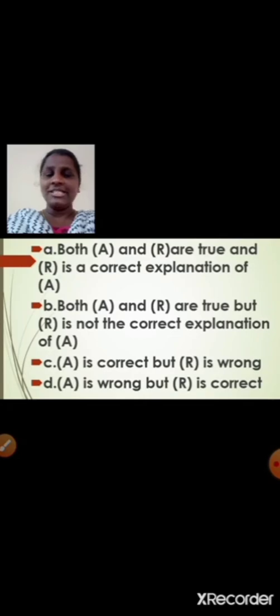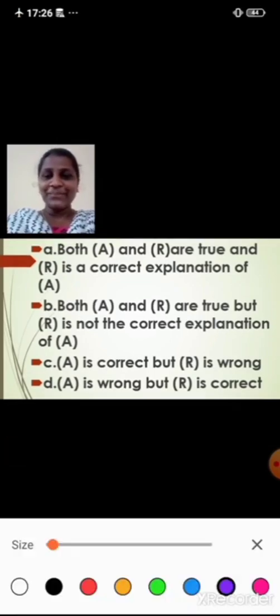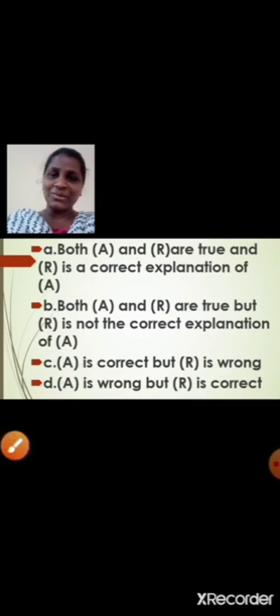Both assertion and reason are true, and reason is a correct explanation of assertion. Option B. Both assertion and reason are true, but reason is not the correct explanation of assertion. Option C. Assertion is correct, but reason is wrong. Option D. Assertion is wrong, but reason is correct. Yes, students? Tell me the answer. Yes, it's option D. Assertion is wrong, but reason is correct. I hope you are thorough with this, students.